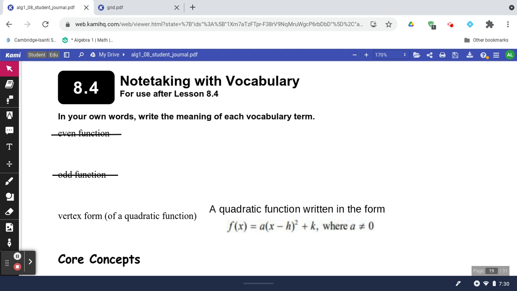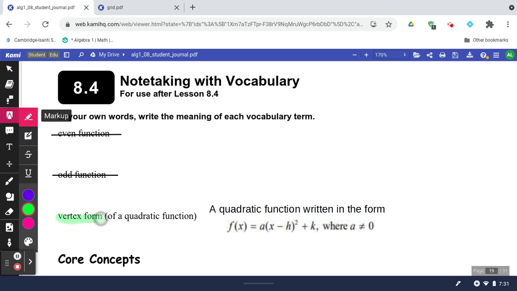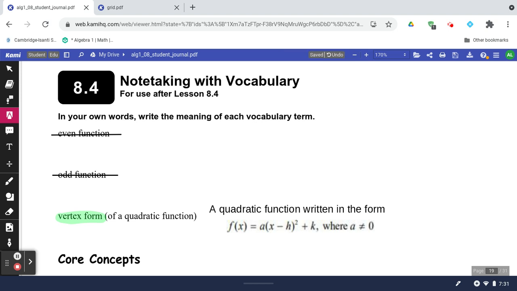Okay, so 8.4 is all about vertex form. I know it says even and odd function. We're going to skip that because I don't really care about it. Vertex form of these quadratic functions is basically another way to write the equation. So you're not really going to decide whether you're graphing in standard form or vertex form. You're going to be given equations. You have to decide whether that function is in standard form or vertex form, and then you're going to have to graph based on what method you can use to find your vertex.